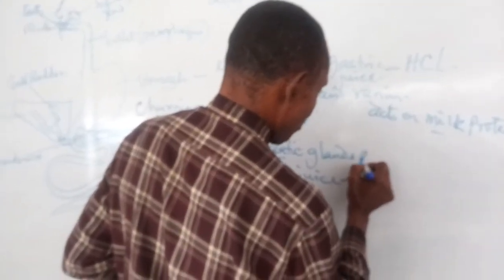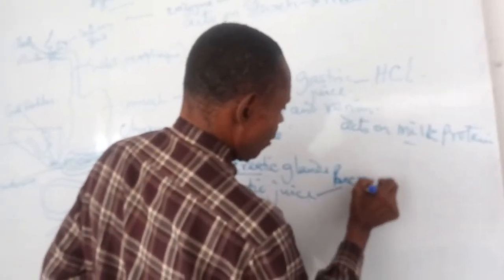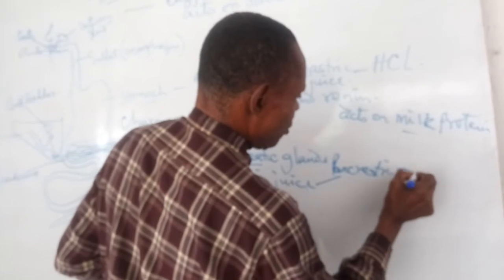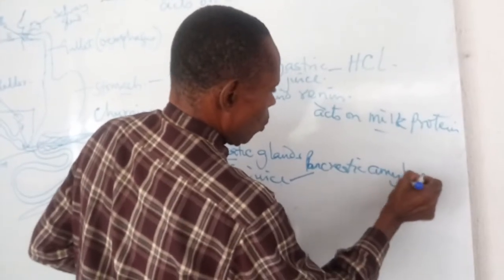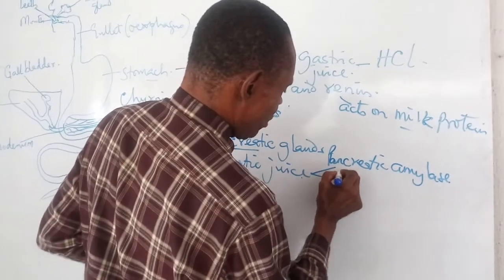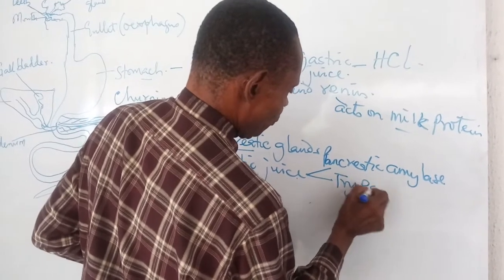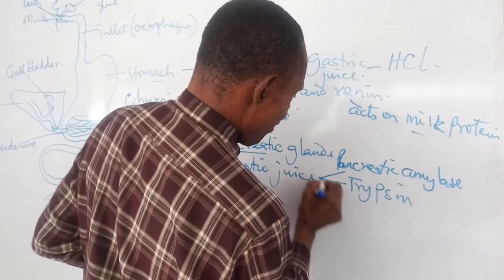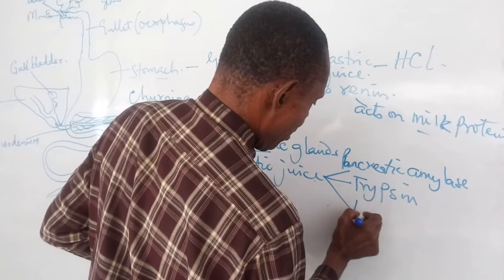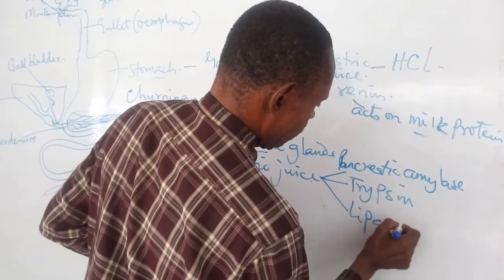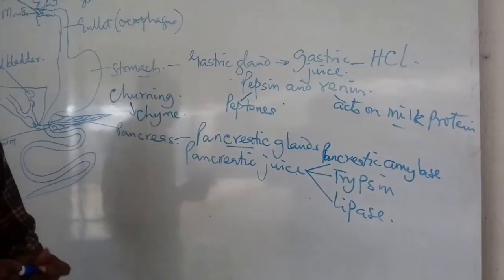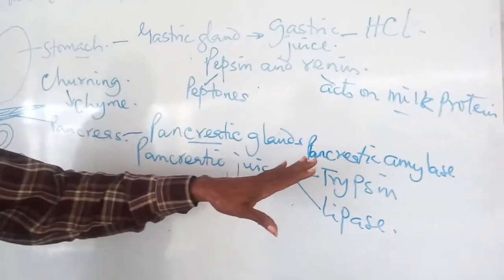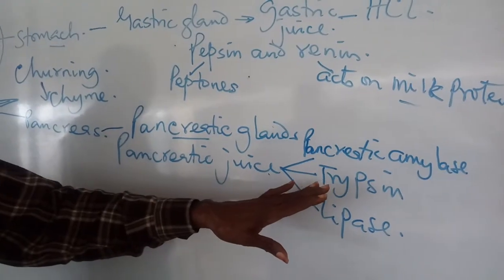One is pancreatic amylase. The other one is trypsin, and the other one is lipase. These three enzymes are very important.